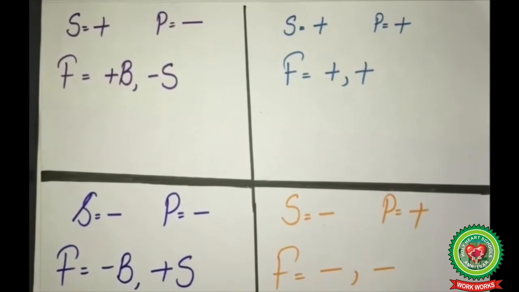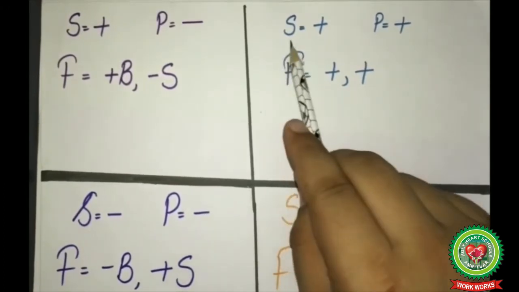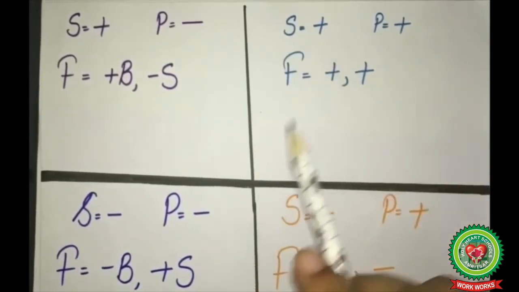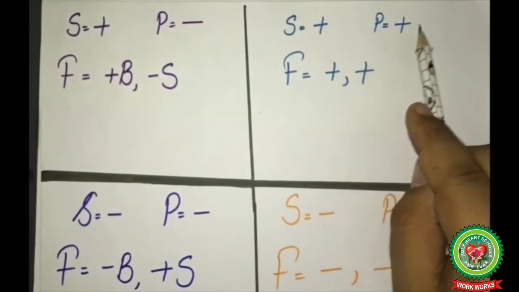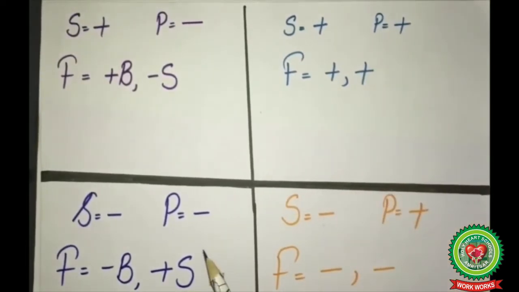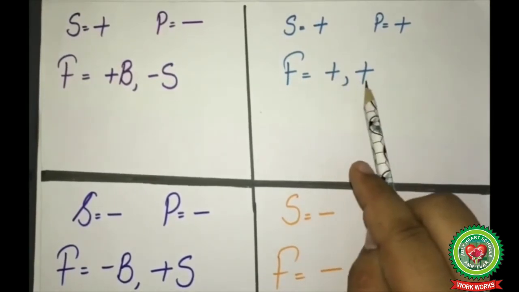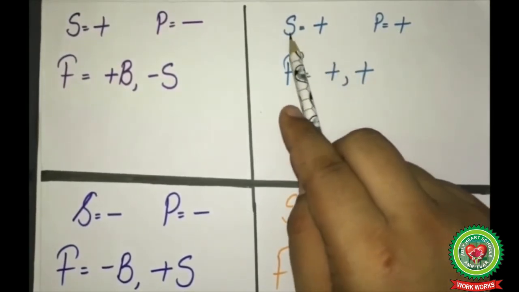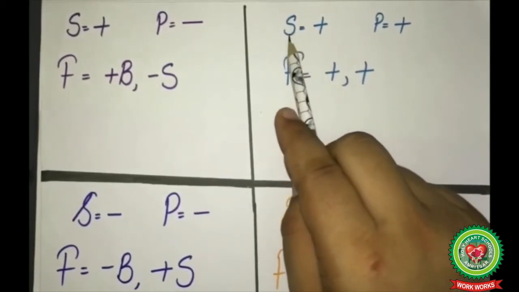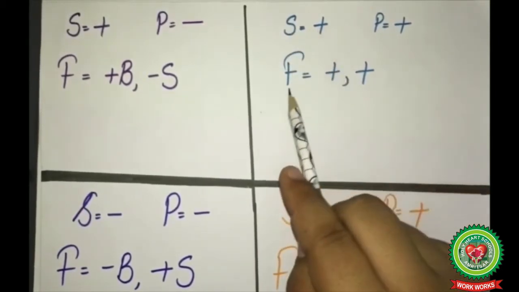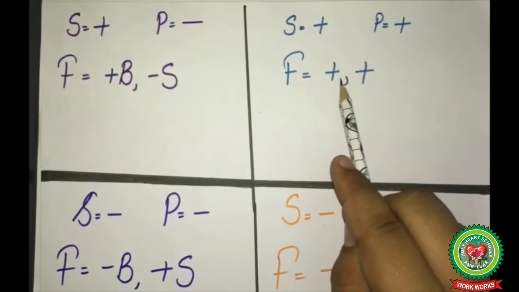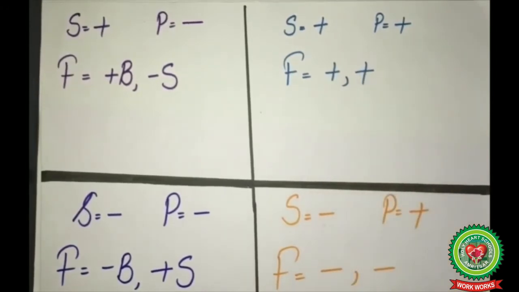Now, in the second case, where the sum will be of plus sign and the product will be having a plus sign, both the factors will be having the same sign and that sign will depend upon the sum only. Since the sum is with the plus sign, both the factors will be having a sign of plus.